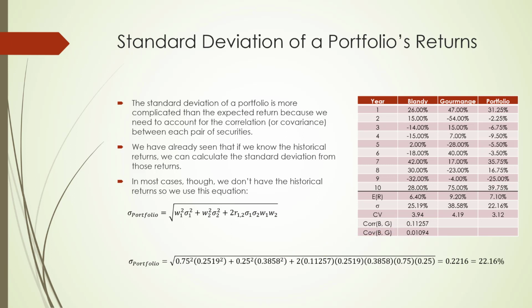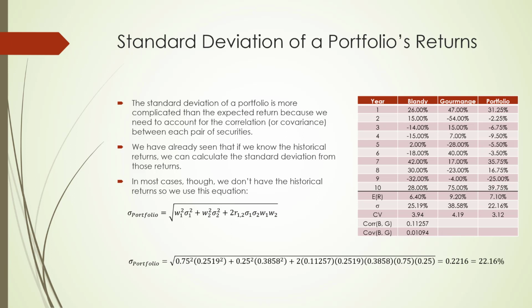So 2 times 0.11257 times the standard deviation of Blandy times the standard deviation of Gormage times the weight of Blandy times the weight of Gormage. Take the square root of all of that, and you get 22.16%. That's the same number that I have in the table there that we could get from calculating the standard deviation of the historical returns on the portfolio.